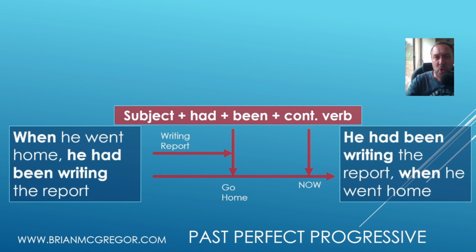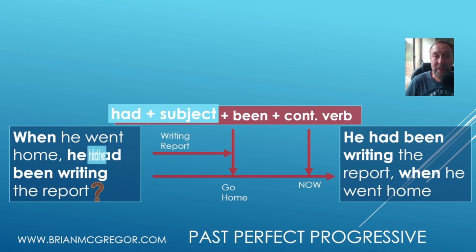How do we create a question out of this? Well, instead of subject had been, we swap it around to had subject been. So instead of saying when he went home, he had been writing the report, we say when he went home, had he been writing the report? Or had he been writing the report when he went home? This turns it into a question, as simple as that.